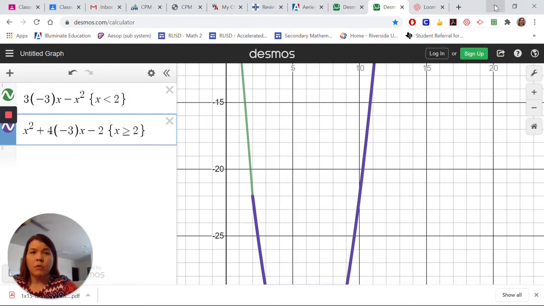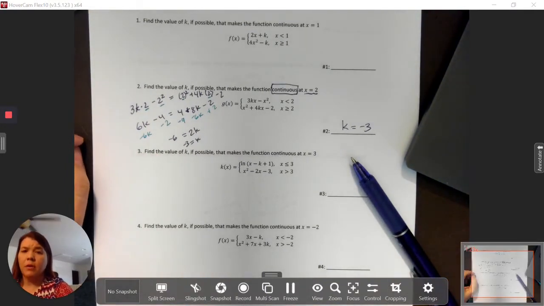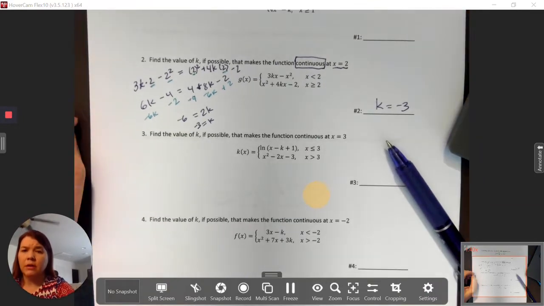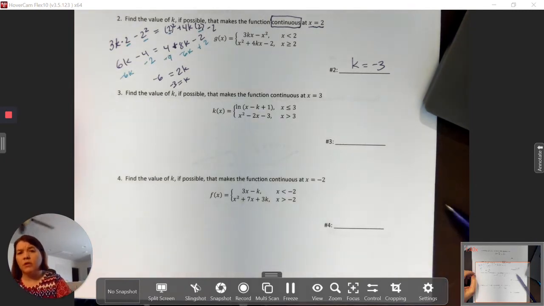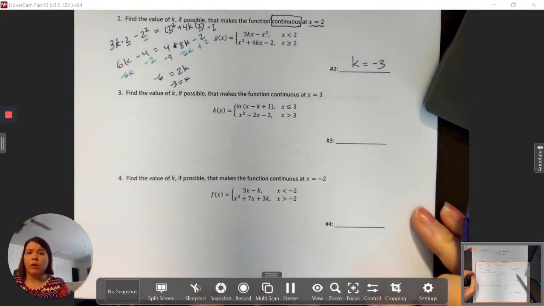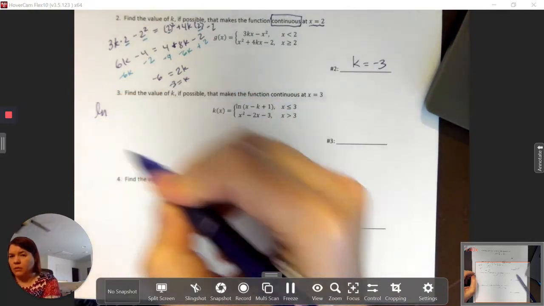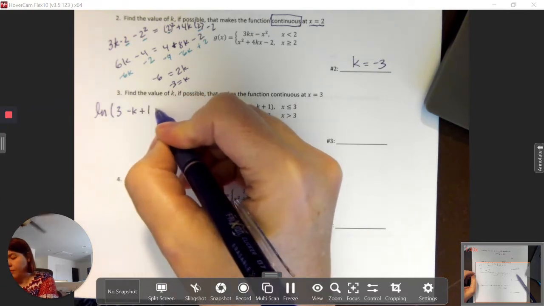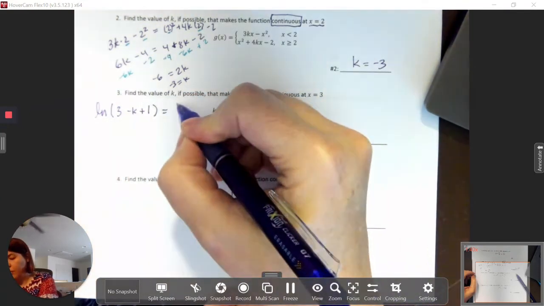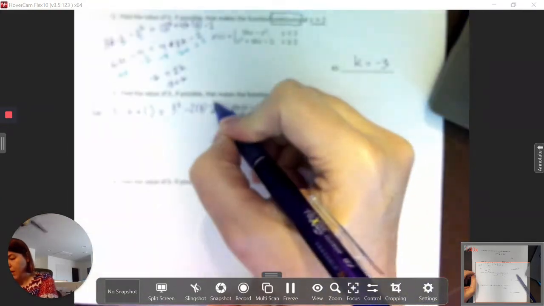Okay, so with that in mind, let's try number 3. I'm going to go ahead and zoom in on the paper just a little bit. All right, that looks good. So this one's a little bit more complicated because of the natural log. But the same thing's going to be true. I want, when I plug in 3 for x, there to be no jumping. So I'm going to have the natural log of 3 minus k plus 1. And I need that to equal 3 squared minus 2 times 3 minus 3.